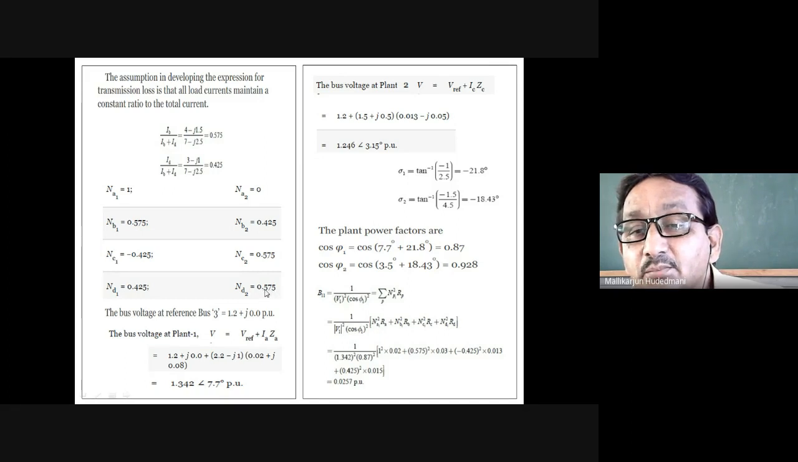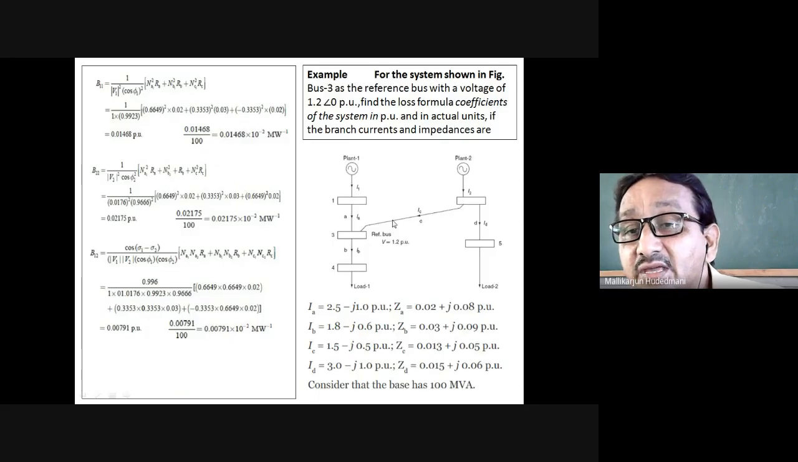Just check this. 0.575 is not D. What is D here? D is 0.425. So B should be printed here. D should be printed here. So there is a wrong print in the computation. So 0.575% of the 100% will flow here and here. Then 0.425 will flow here, because we know what is ID ratio, what is IB ratio, whether it's delivered via plant 1 or plant 2, no matter.